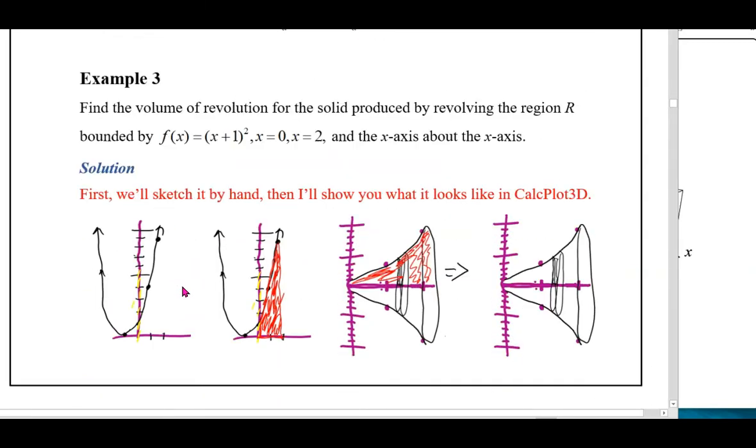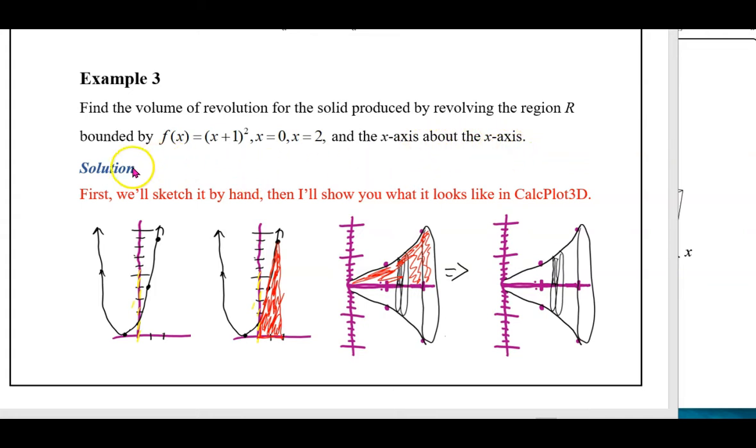Let's take a look at example number 3. In this example, we want to find the volume of revolution for the solid produced by revolving the region R bounded by the function f of x equals (x plus 1) squared between the vertical lines x equals 0 and x equals 2 and the x-axis, by revolving about the x-axis.